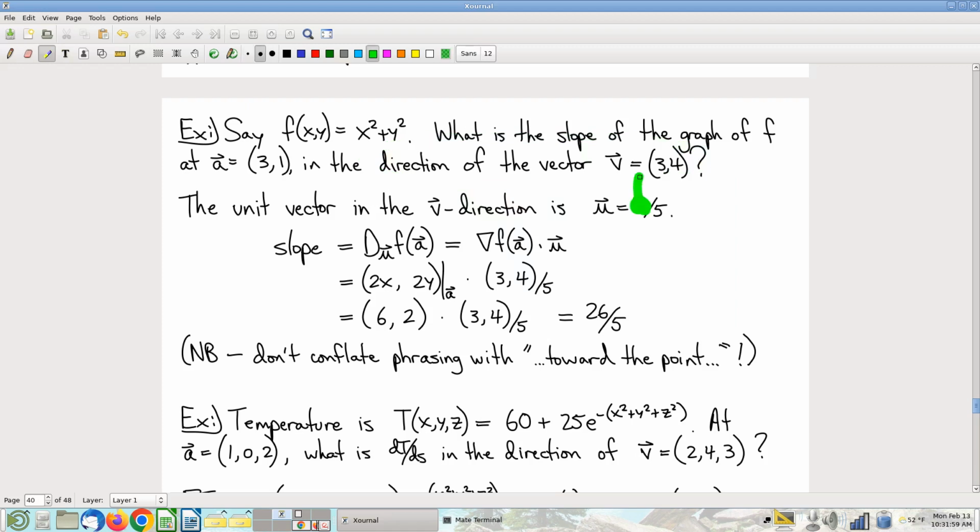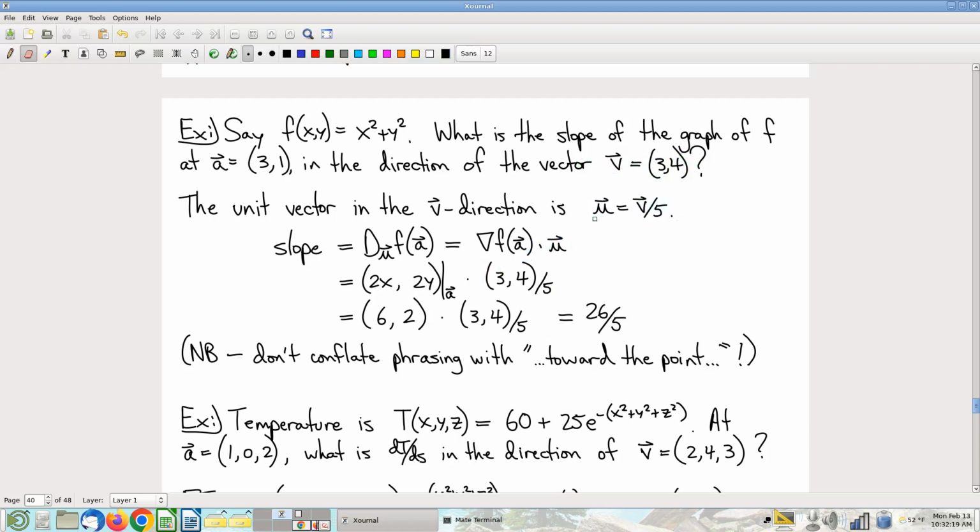You take the vector in question, and the unit vector is the given vector divided by the magnitude of that given vector. And so here we have an actual unit vector. That's what I dot with the gradient.